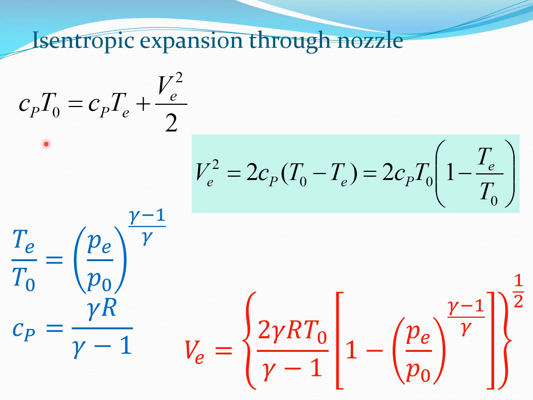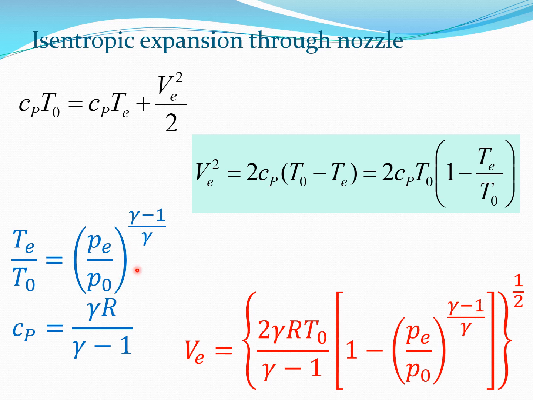Now we look back at the equations we derived before, and we are going to invoke the isentropic conditions. So this was the energy equation between the 0 point and the exhaust point or the exit point. So from this equation we can immediately write the equation for VE square. So VE square would be 2Cp (T0 minus Te), and I can write it in this form: 2Cp T0 (1 minus Te by T0).